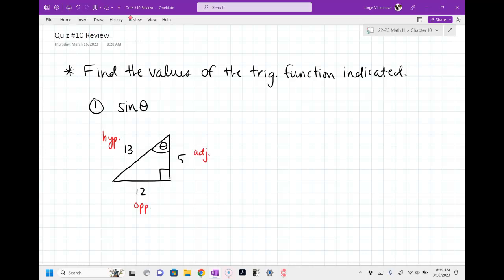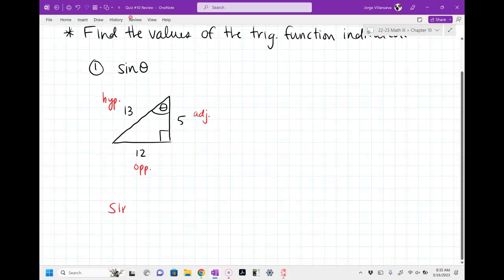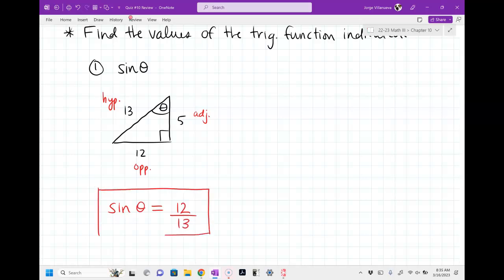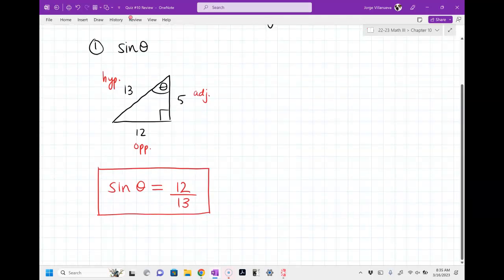Now, since they want the sine function, that means I got to use opposite and hypotenuse. So my answer for this one would look like this. So sine of theta is equal to 12 over 13. And that's going to be all you have to do for this problem. Okay, they're not making you figure out the angle. A lot of times in I think the homework we did on Tuesday, we had to figure out angles as well, okay? But for us, we're just figuring out the ratio, right? Just figure out the ratio. So that's going to be 12 over 13, okay?